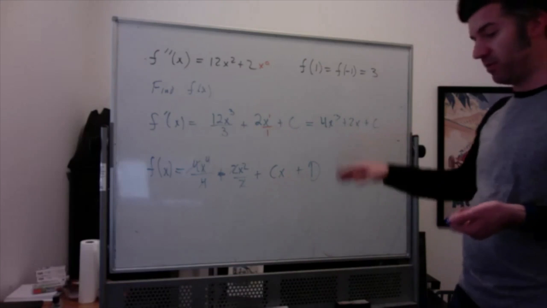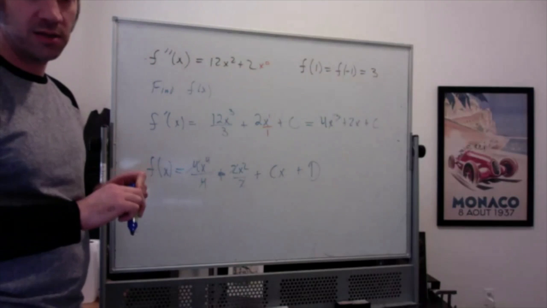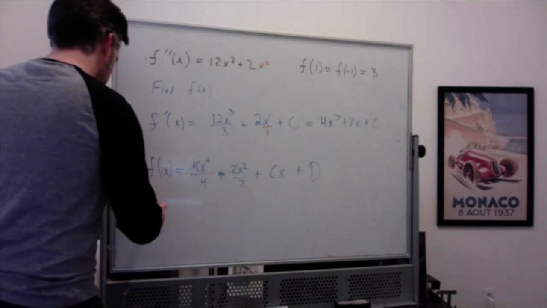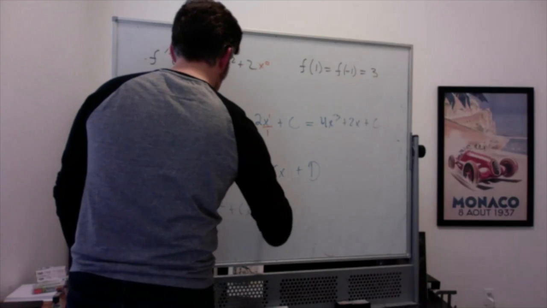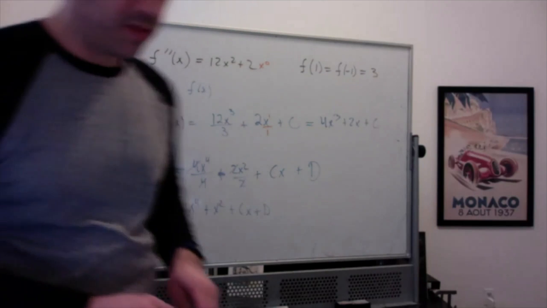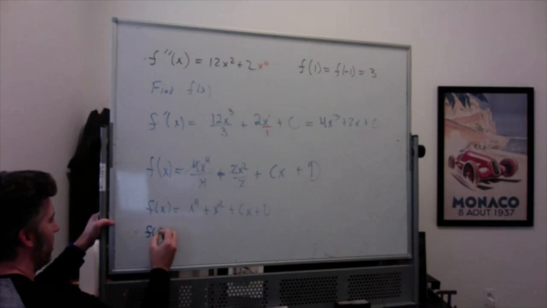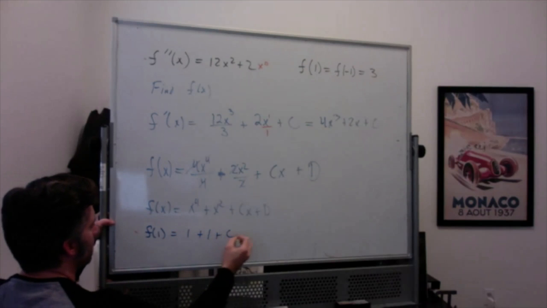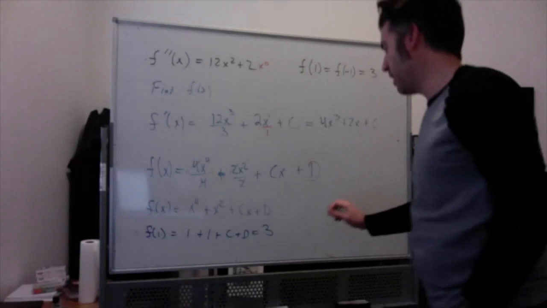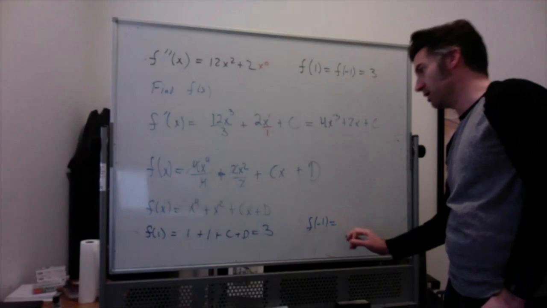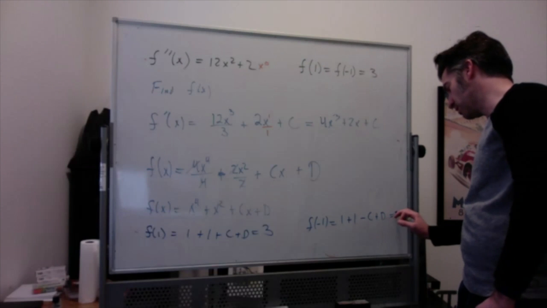Right, and now we're going to simplify this and use our two initial values to figure out what c and d are. So f of x is x to the 4th plus x squared plus cx plus d. I plug in 1, let's see what I get. F of 1 is 1 plus c plus d, and it's equal to 3. And then f of negative 1 is 1 plus 1 minus c plus d, and it's equal to 3.